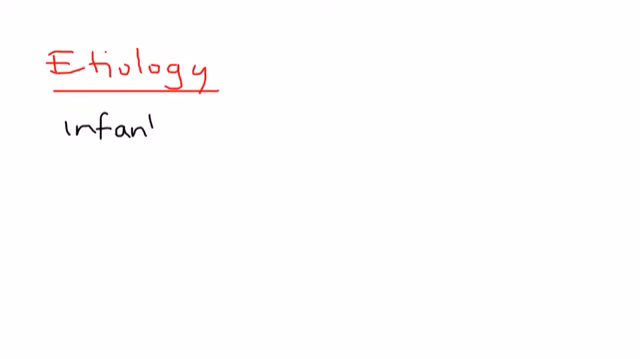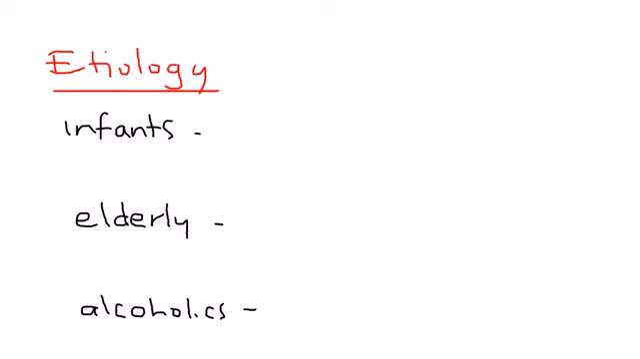So what's exactly happening, and why does this happen? The etiology, why would somebody develop a subdural hematoma? Well, there's several reasons, but I'll break it down into three categories. We'll talk about infants, we'll talk about the elderly, and then we'll talk about alcoholics. And each of these categories has a reason for developing this intracranial bleed.